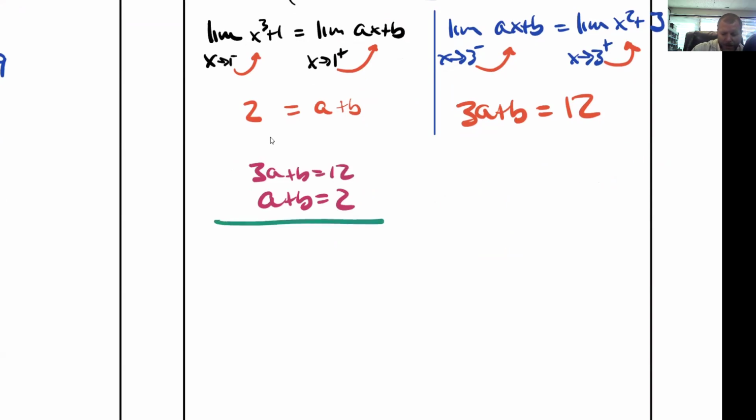this. So you could solve by substitution, which would mean like a equals 2 minus b and then plug that in for like that a, or b equals 2 minus a and plug it in there. I personally just like elimination. I feel that's the easiest one for me.